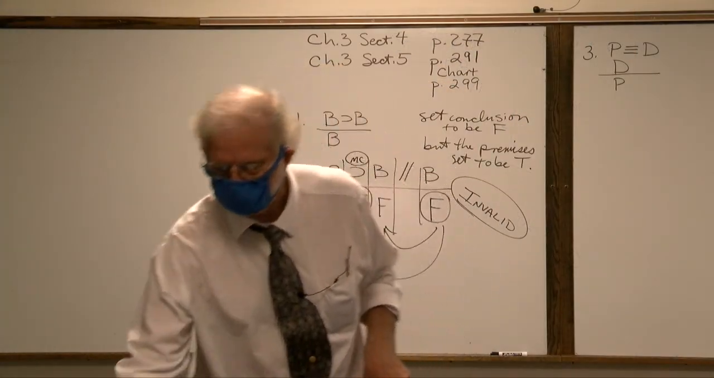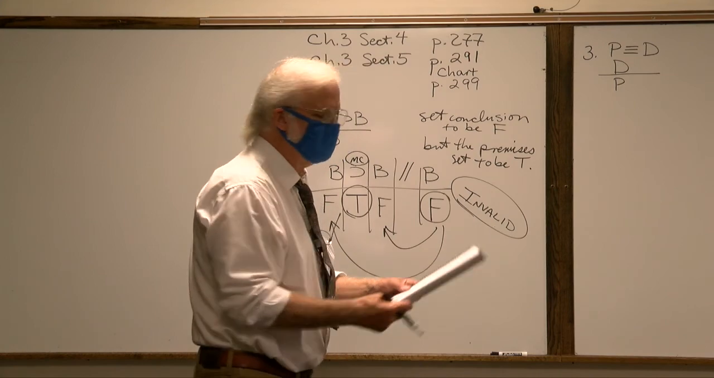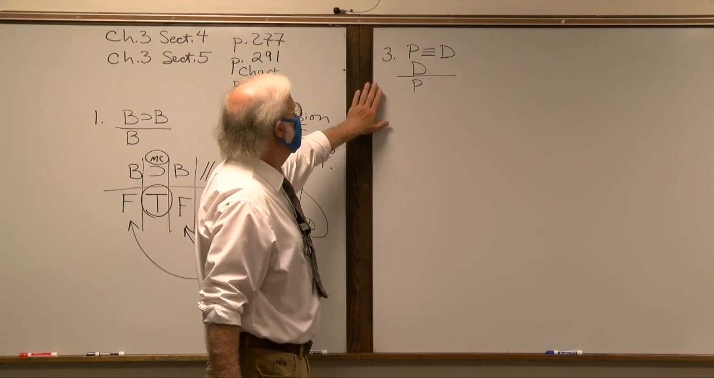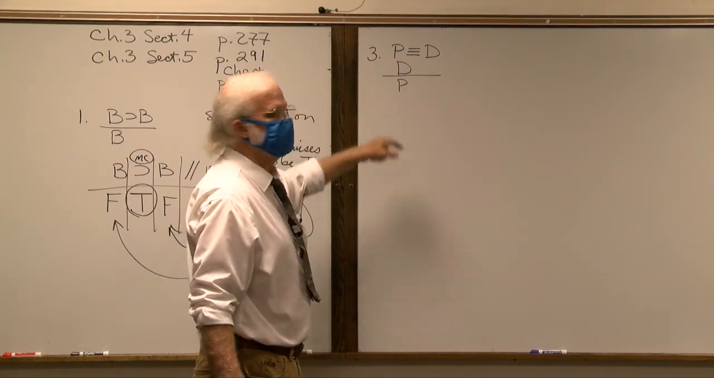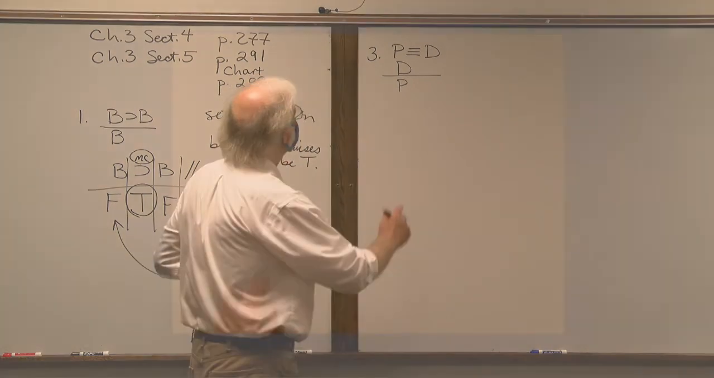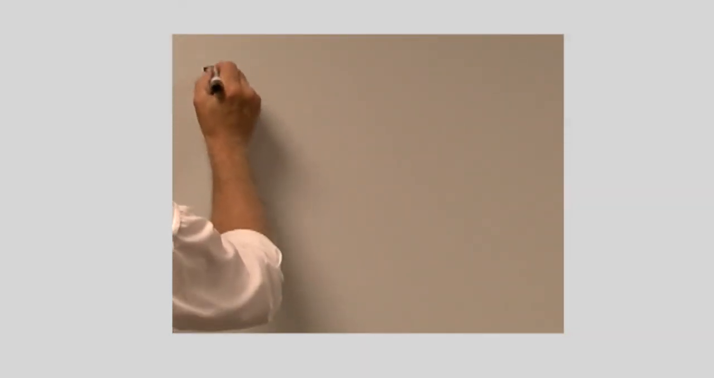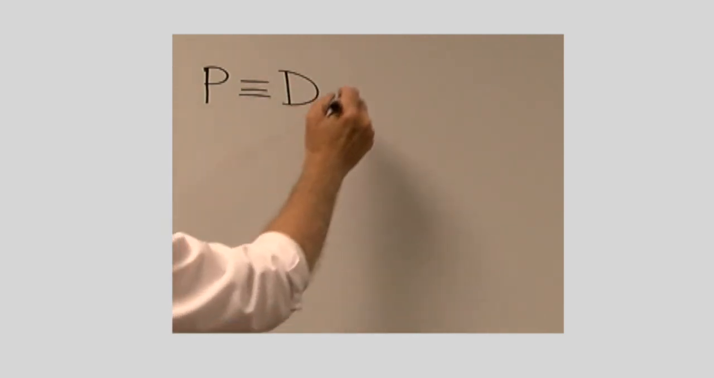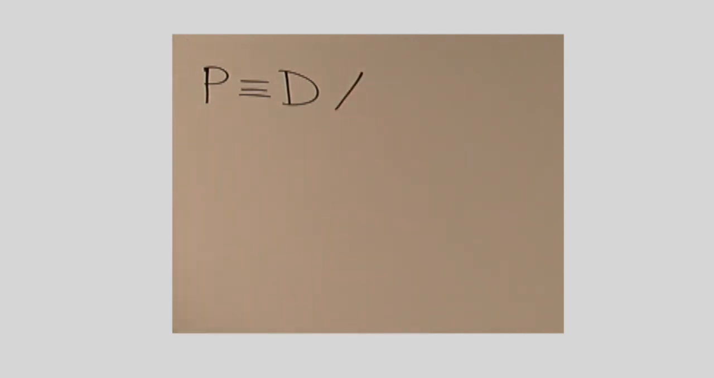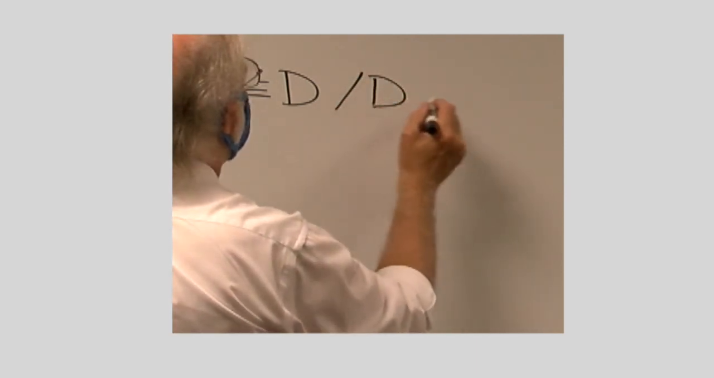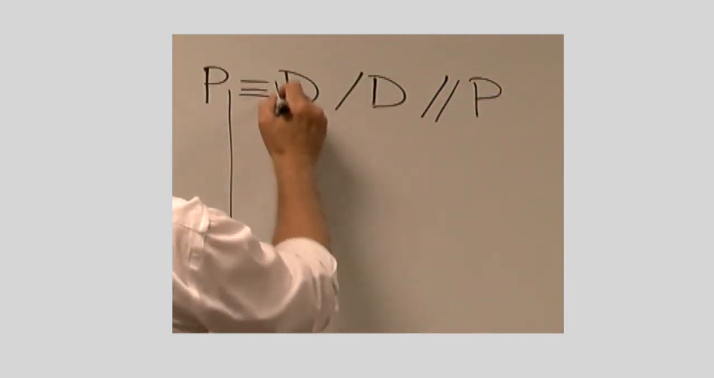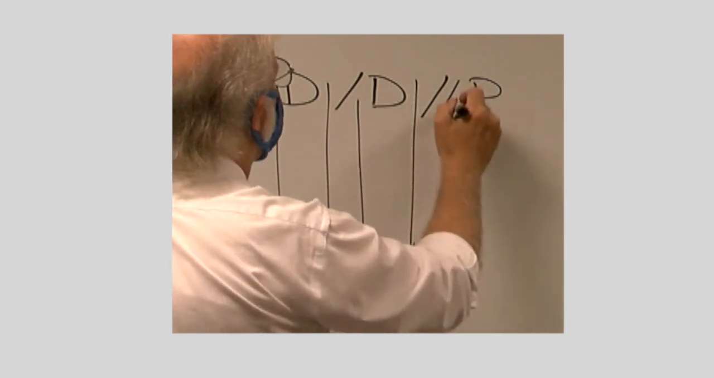Let's try another. Let's go to number 3, also on page 299. Here is the argument in standard form. What we have are 2 premises and a conclusion below the horizontal line. What we want to do then is to write the premises and conclusion on a single line, and we'll separate the premises from each other with a single slant bar, and we'll separate the premises from the conclusion with a double slant bar. This will allow us to visually separate these compound propositions.